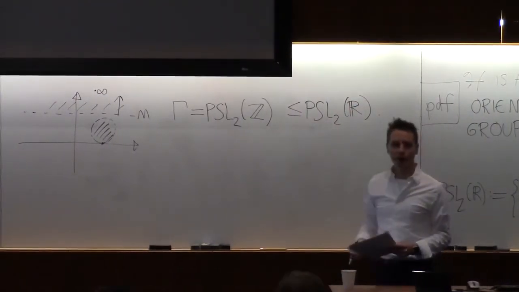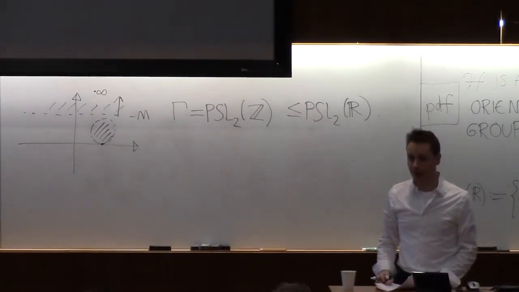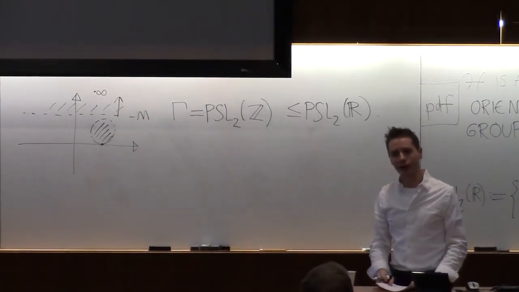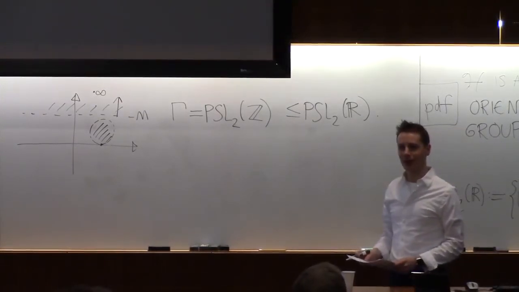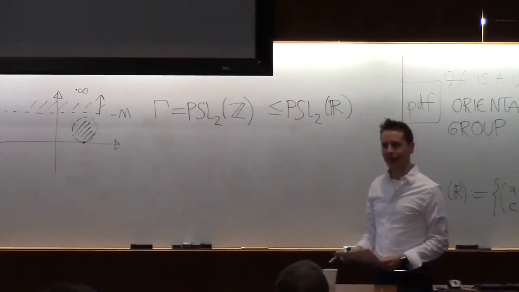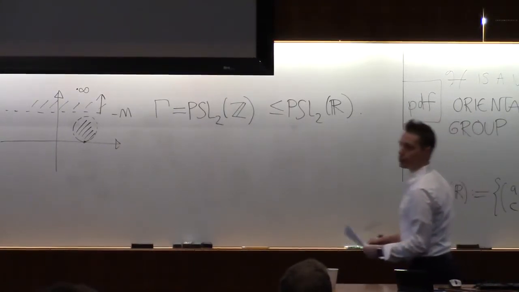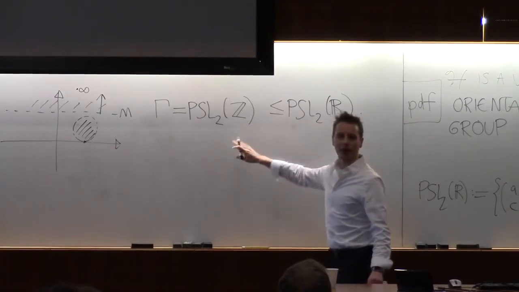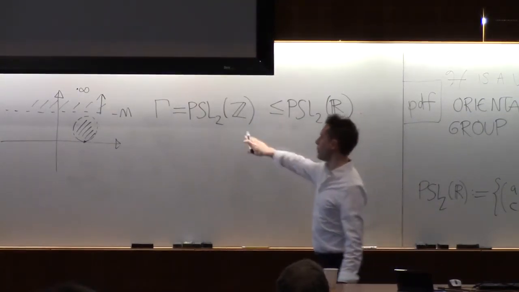What do you know about gamma, about PSL2Z? It's a discrete subgroup. Why is it discrete? Because the integers are discrete. You can think about this by forgetting the plus or minus 1 and lifting back up to SL2Z. So what are these matrices?